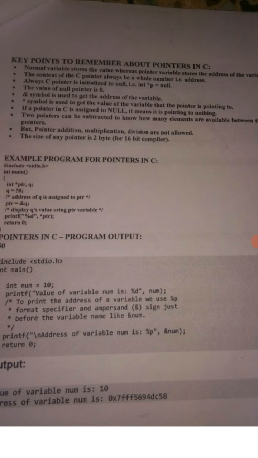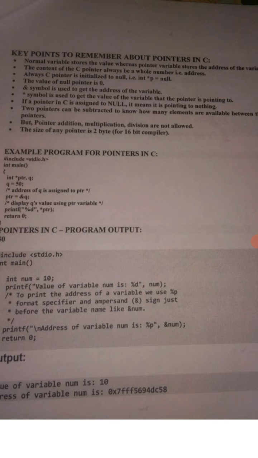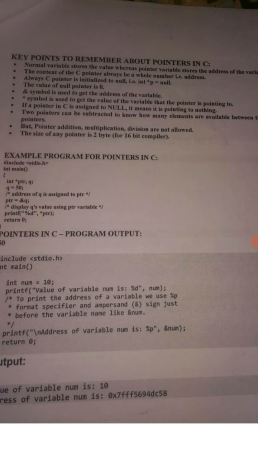See example, program for pointers in C. #include <stdio.h>, int main, then open the curly brace, int *pointer, q; then q = 50; pointer = &q; then printf("%d", *pointer); then return 0.